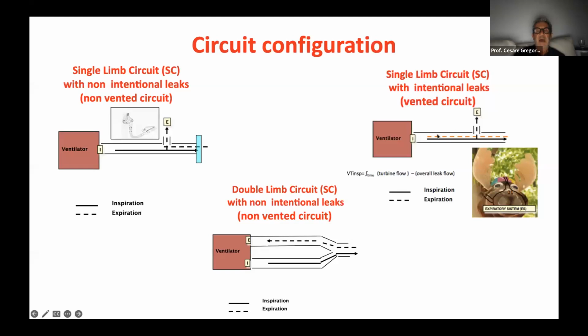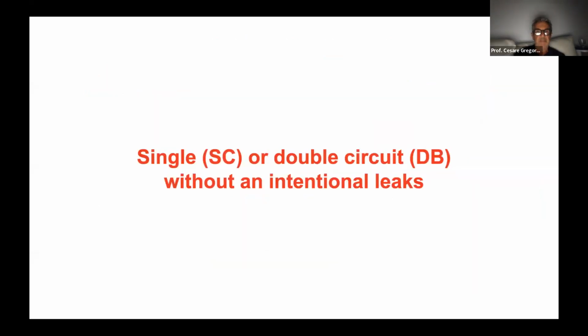Then we have the so-called vented circuits, almost the circuit by definition for non-invasive ventilation. There is no valve, just one limb, no valve, and we have just an exhalation system that is embedded inside the interface or proximally to the airways in the inspiratory vented circuits.